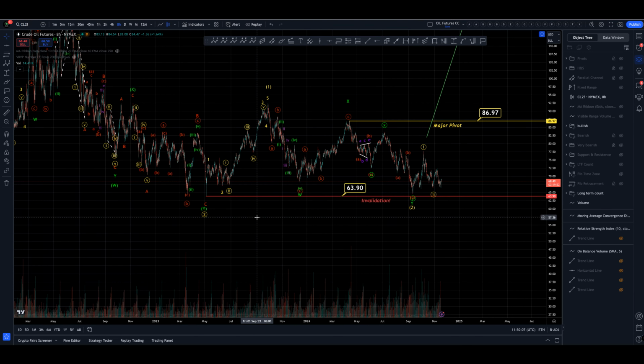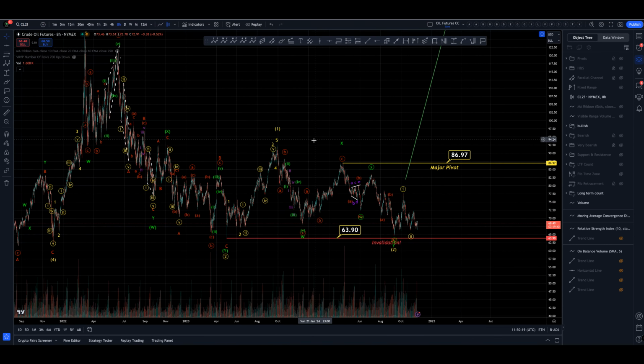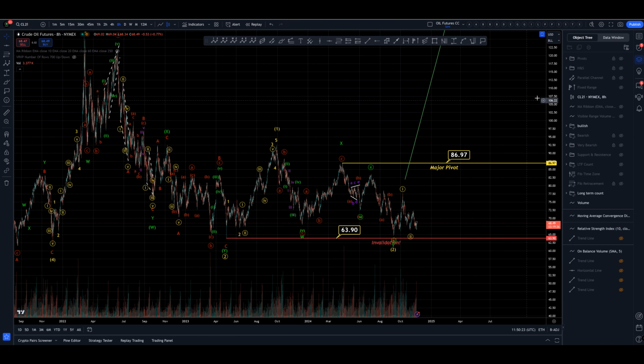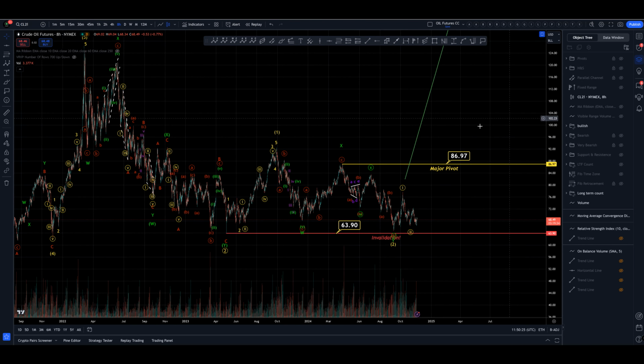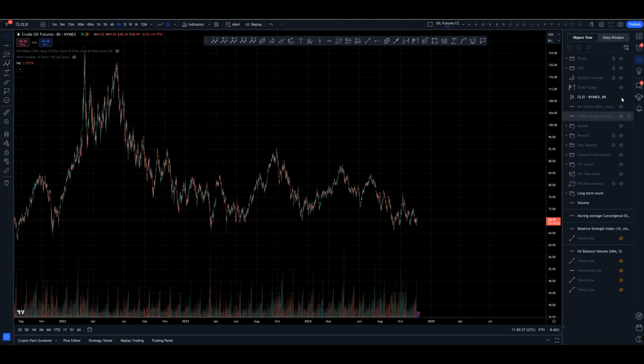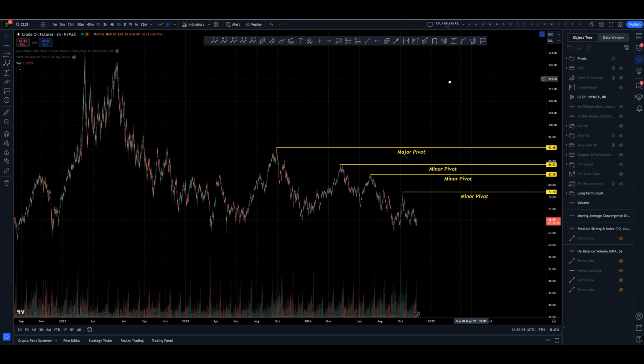Since then, we have not broken that low. We have moved up in arguably 5 waves into a 1, and then we have corrected back arguably in 3 waves to a 2. This gives us an invalidation of 63.90, and that's all you really need to know. In the meantime, if the count is bullish, then we will start to clear all of these pivots out as we go.